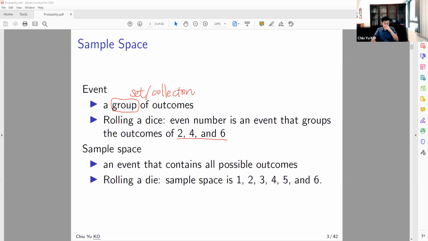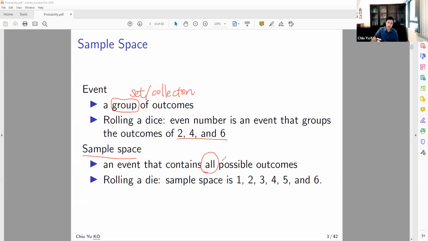And the sample space, which is very simple, is an event that contains all possible outcomes. There's one assumption here. When you say all possible outcomes, it means that we know what the possible outcomes are. We know all of them. There's nothing missing from our understanding. We understand every possibility. We can list them out, we can find them out, we can tell. So we can specify everything.